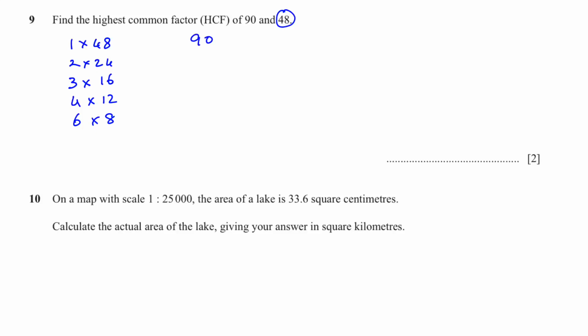For 90 we have 1 times 90, 2 times 45, 3 times 30, 4 will not go, and 5 times 18, 6 times 15, 7 will not go, and 8 will not go, 9 times 10. So which is the highest common factor that you can see?